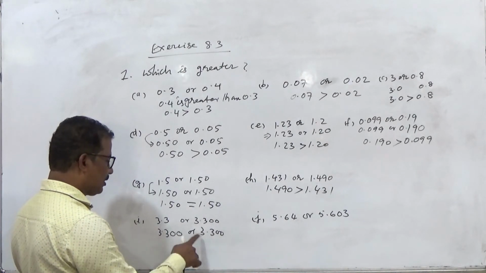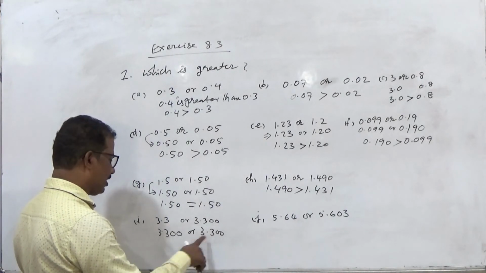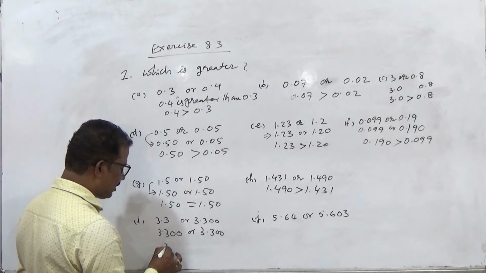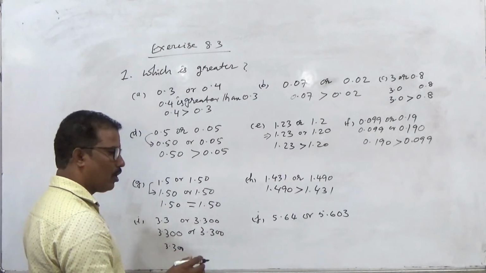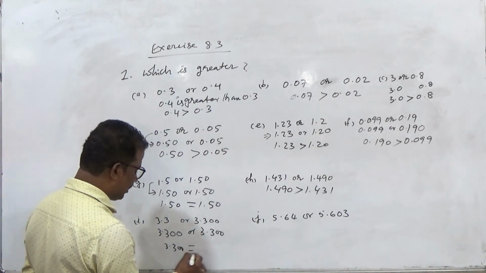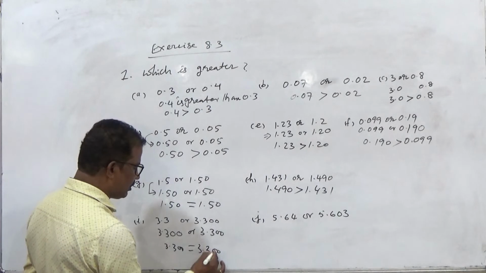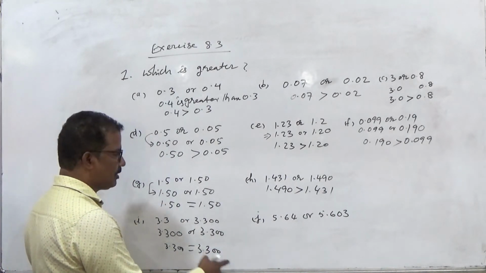Whole part 3, 3, both are same. In the decimal part, first place 3, here also 3, both are same. In the next 2 places 0, 0, 0, 0. That means both the numbers are same only. So we are not able to say which is greater or which is smaller. Both are equal only in this case. That is 3.300 is equal to 3.300.